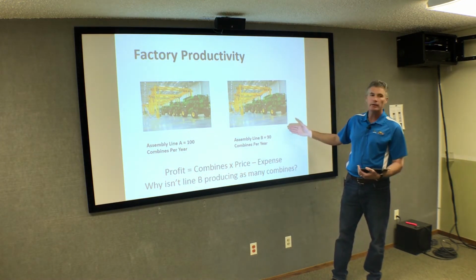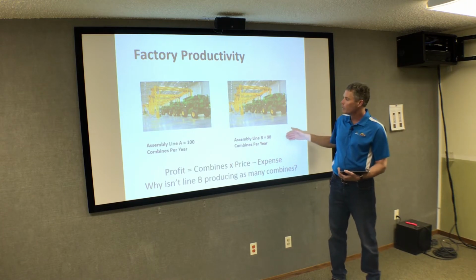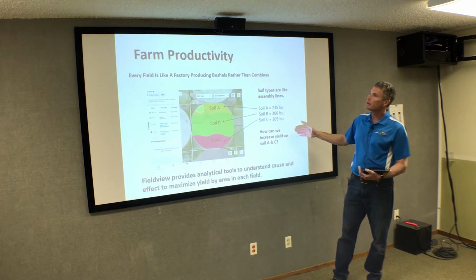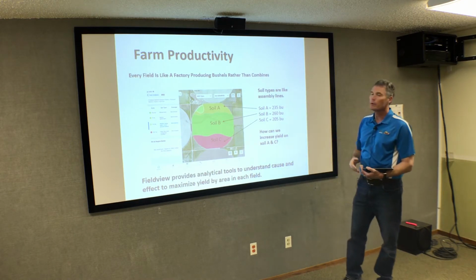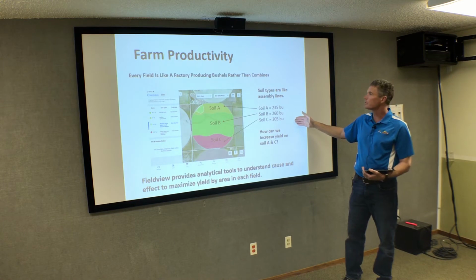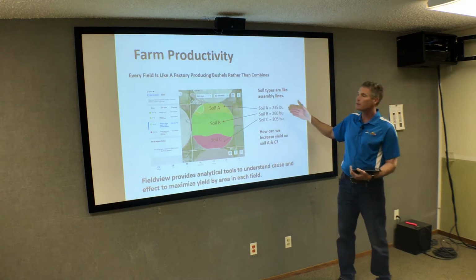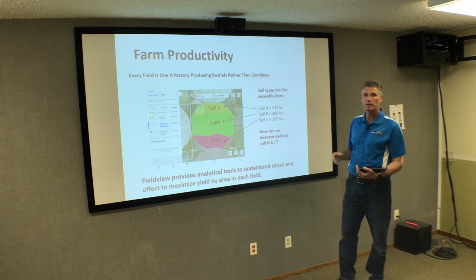So if you're running a factory, whether it's combines or whatever, you really need to understand why an assembly line isn't producing as much. The reality is farm productivity is just like a factory. Every field is like a factory producing bushels rather than combines. So your factory produces bushels. Just like a production facility or a factory, your farm has soil types and a lot of different things going on in the fields.